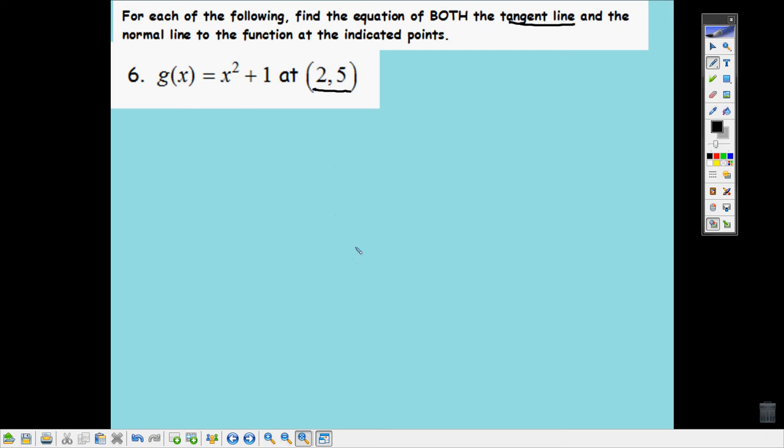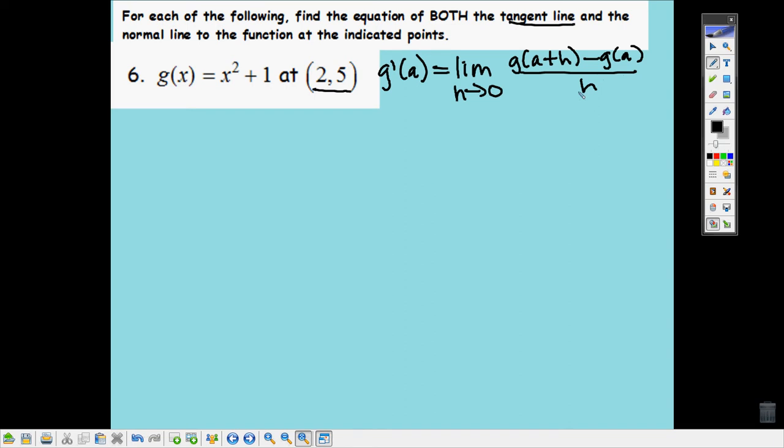Okay, so once I have the slope for the tangent line, I'm going to do everything exactly like I did in the previous problem. Once I find the slope for the tangent line, I can take the opposite reciprocal, and then I have the slope for the normal line, and the normal and tangent line go through the same point. So when I find g prime of a, that's going to be the limit as h approaches 0 of g of a plus h minus g of a all over h.